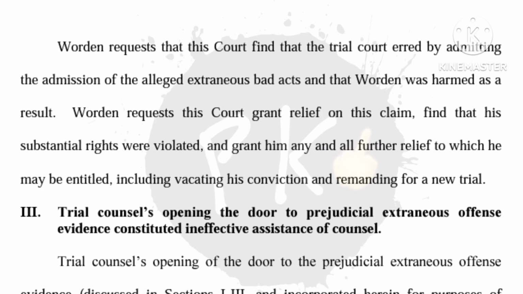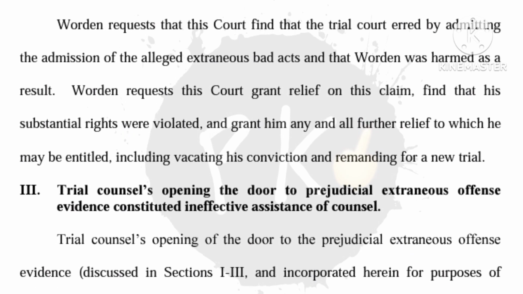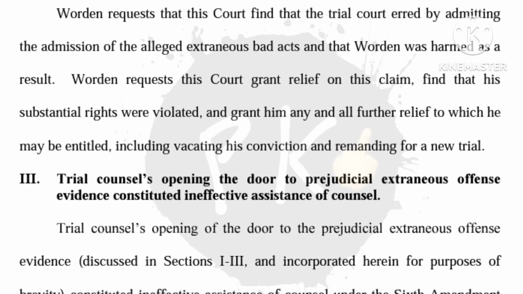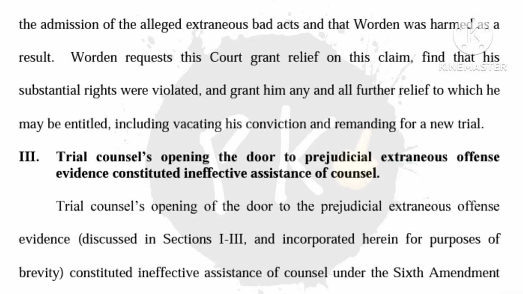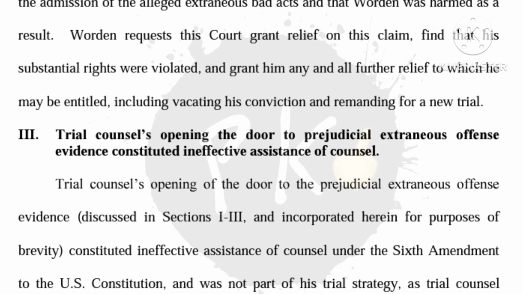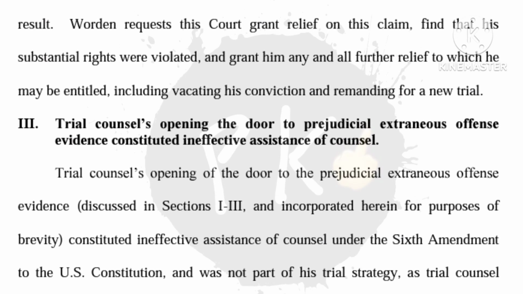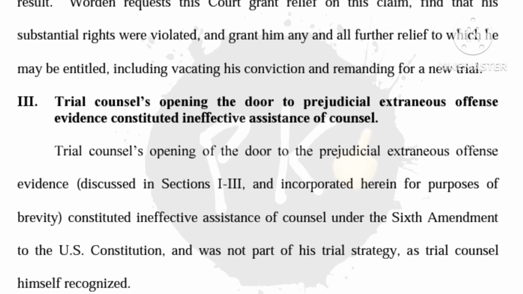Warden requests that this court find that the trial court erred by admitting the alleged extraneous bad acts and that Warden was harmed as a result. Warden requests this court grant relief on this claim, find that his substantial rights were violated, and grant him any and all further relief to which he may be entitled, including vacating his conviction and remanding for a new trial.